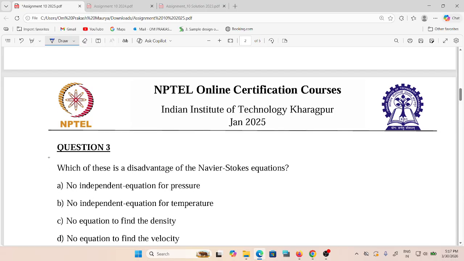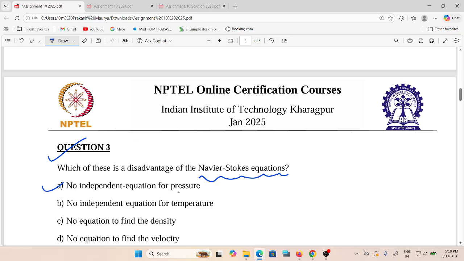Okay, so the next question is: which of these is a disadvantage of the Navier-Stokes equation? Very famous equation, the Navier-Stokes equation. We have discussed it previously also. So here we need to talk about the disadvantage. Option A, no independent equation for pressure. Disadvantage means why we are not able to solve the Navier-Stokes equation for complex problems. So in this sense you need to select the option.